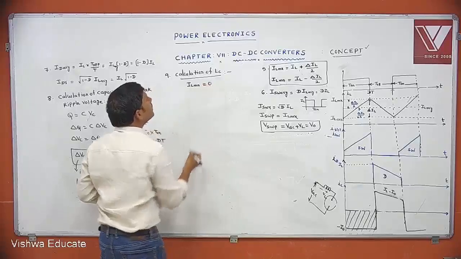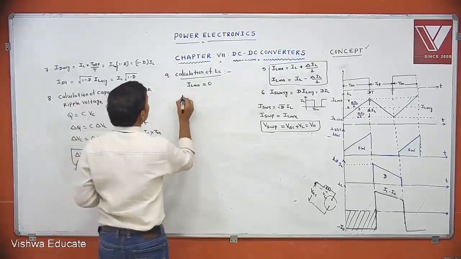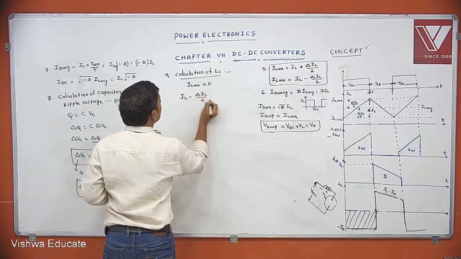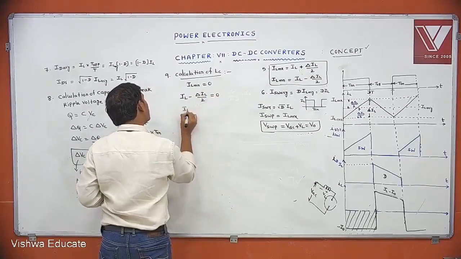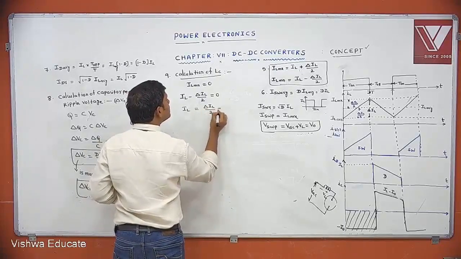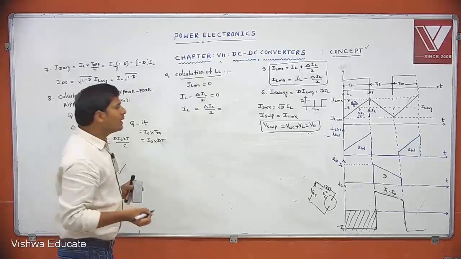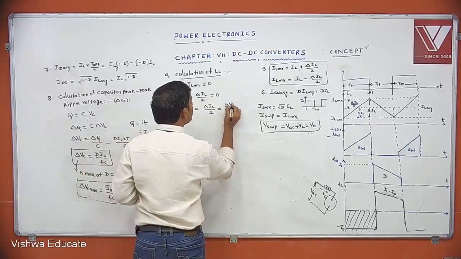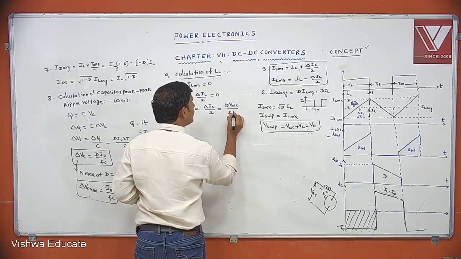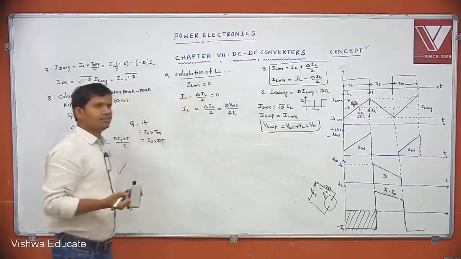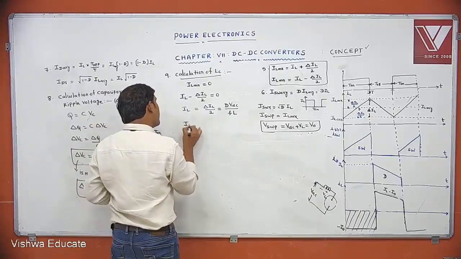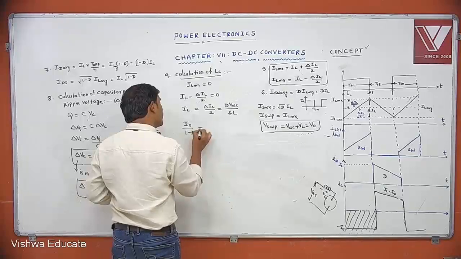IL minima equal to 0. The reason I told you already. What is IL minima? IL minus delta IL by 2 equals 0. Then IL equals delta IL by 2. What is delta IL? You tell me. Delta IL equals dVdC by FL. Okay, then what is IL equal to? I naught by 1 minus D.